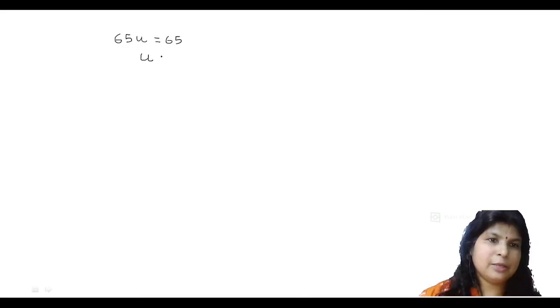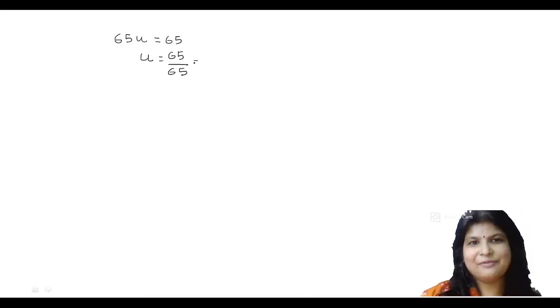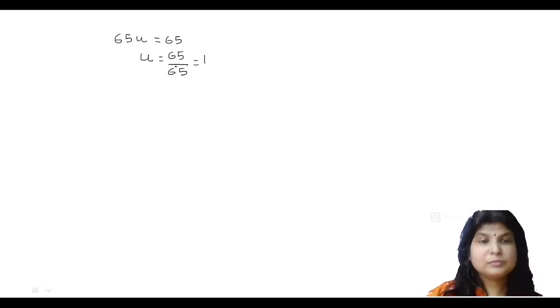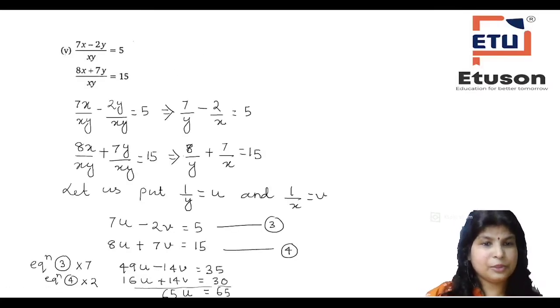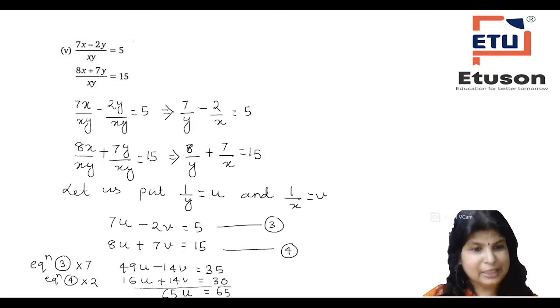So what will be the value of u then? u is equal to 65 divided by 65, that is 1. So now this value of u I can put in any equation and I can find out the v value.